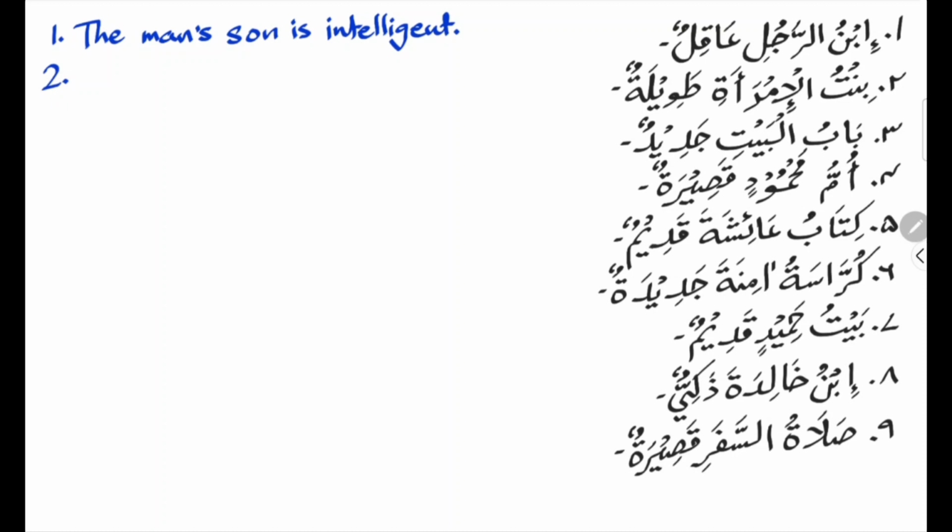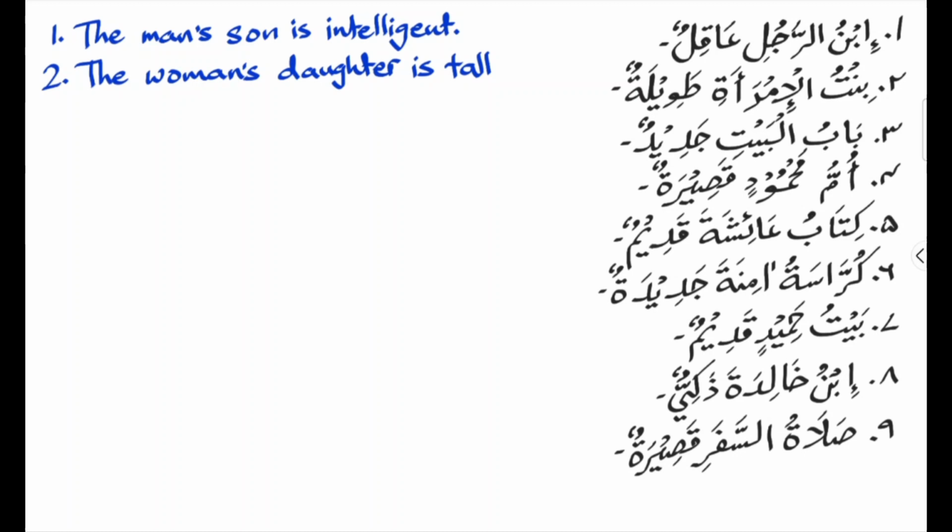Number 2 is Bintul imra'ati tawilatun. Bint is mudaf, al-imra'ah is mudaf ilayh. Mudaf and mudaf ilayh both become a single mubtada. Tawilatun is their khabar. Bintul imra'ati, the woman's daughter, is tawilatun, is tall. Notice how tawilatun is getting a round ta at the end, because it has to get a round ta to make it feminine in accordance with the bint, the daughter.